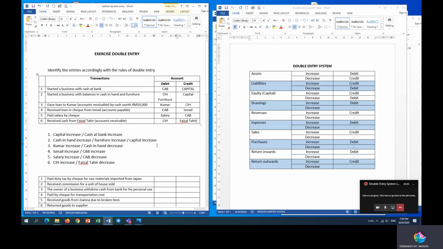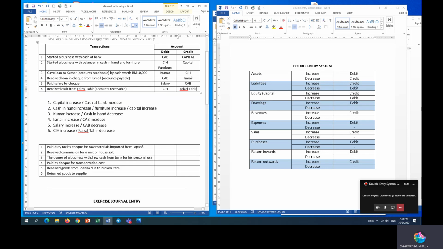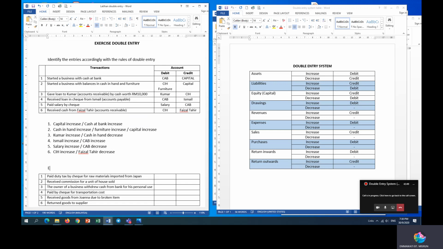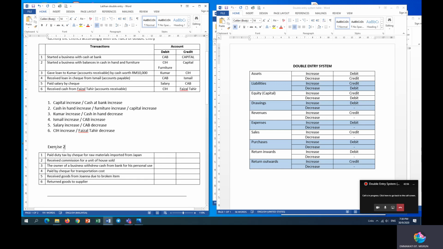Okay, so those are the rules of the double entry system that we have applied under our first exercise. Mudah, as simple as that. Okay, so I believe that you can see here our second exercise. Why don't you complete this exercise?